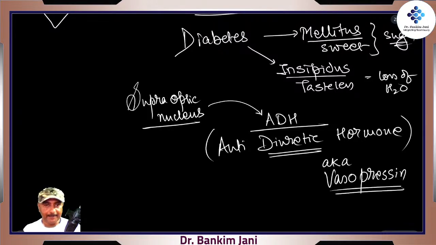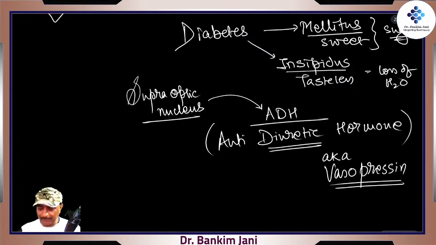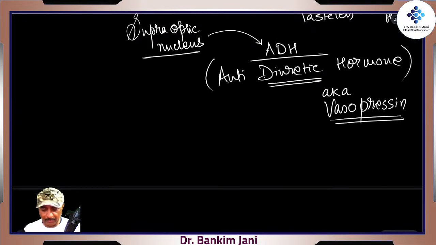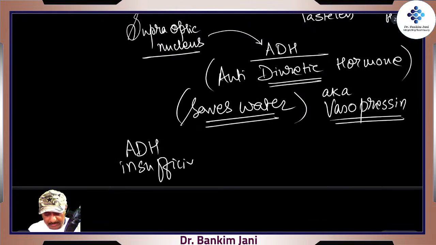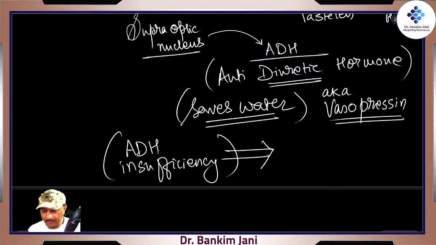Vasopressin, right? So this is a normal phenomenon, and in other words, it saves water, because water is reabsorbed, it is taken back into the circulation. Whenever there is ADH insufficiency, which occurs in cases of diabetes insipidus, what would happen?